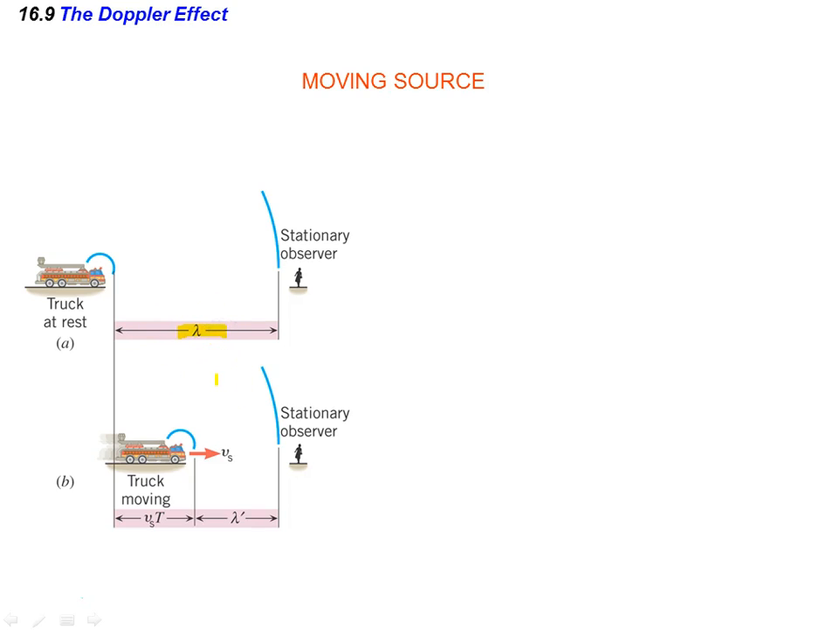So if we look at this motion of the truck, the regular wavelength that the truck releases, we're just going to call lambda. However, the wavelength that the observer sees, we're going to call lambda prime, and it's going to be shorter. It's going to be shorter by the velocity of the truck times the period, T. So lambda prime is equal to the original lambda minus vsT, where vs is the speed of the source. Make sure you understand that it's the speed of the source, not the speed of sound. So it's the speed of the fire truck here.